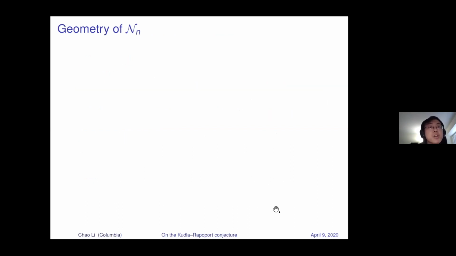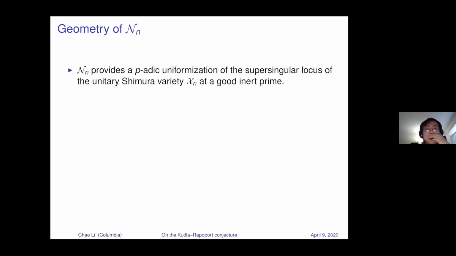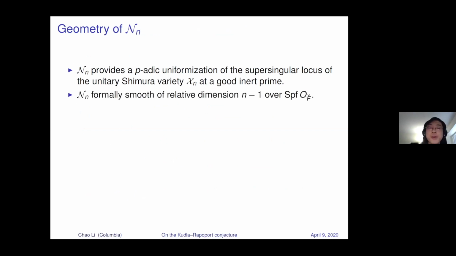Okay, so the importance of this Rapoport-Zink space is that it provides a p-adic uniformization of the supersingular locus of the unitary Shimura variety at a Kudla inert prime. Okay, so in particular, we know that Kudla reduction should have a smooth integral model. So this Rapoport-Zink space is formally smooth of the expected relative dimension n-1 over the formal spectrum of the ring of integers O_F-breve.